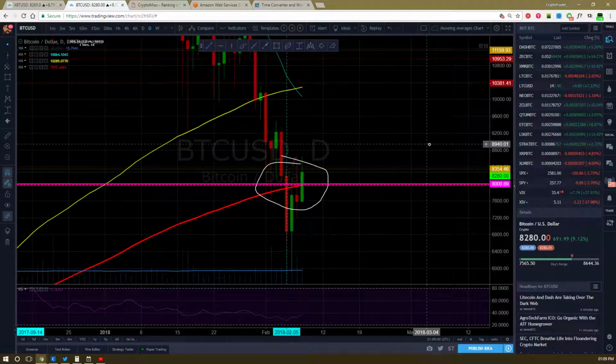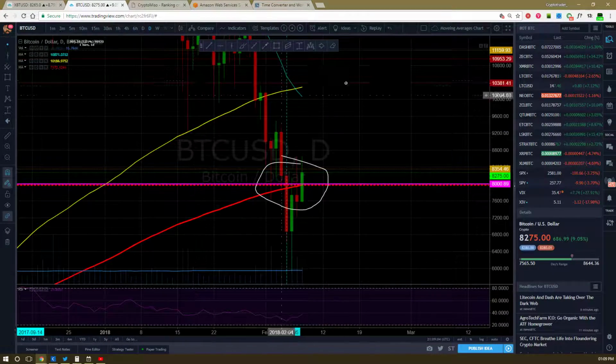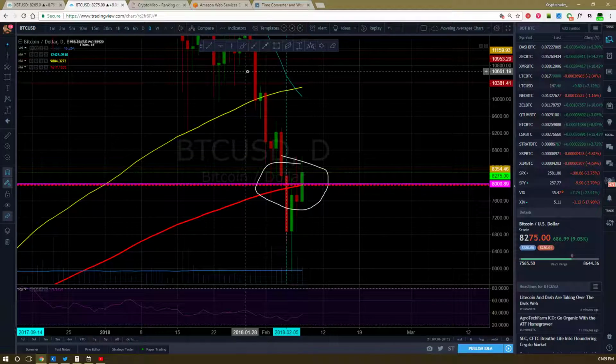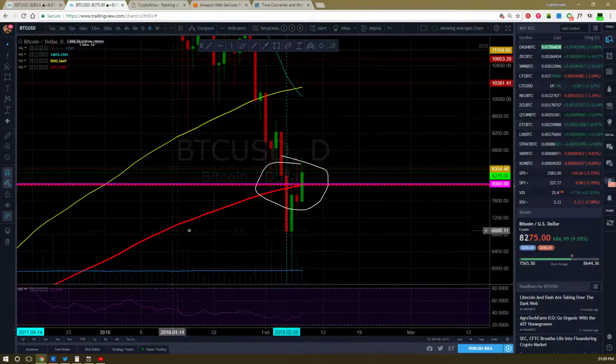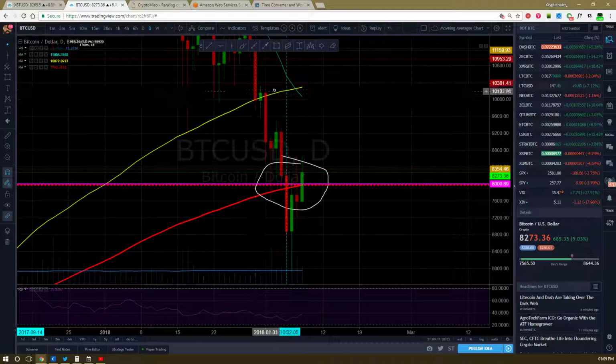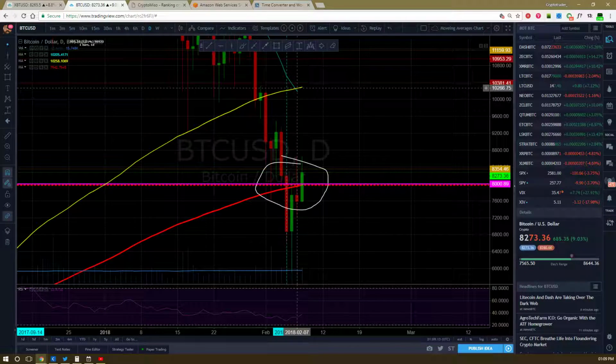Now, it's like playing football. Here's the touchdown zone right here. If you're a bull, your touchdown is up here somewhere above the 200-day moving average, because that's where I want to go.